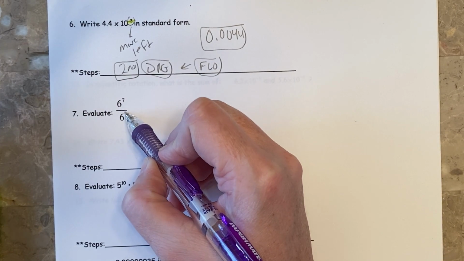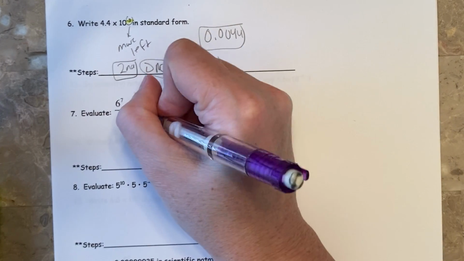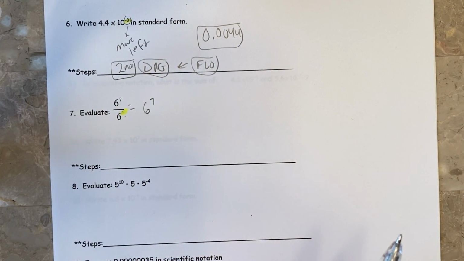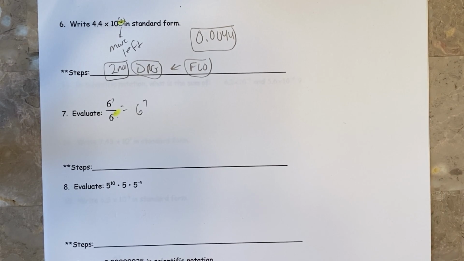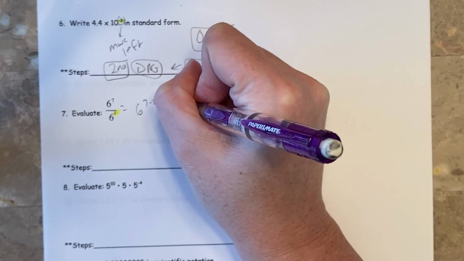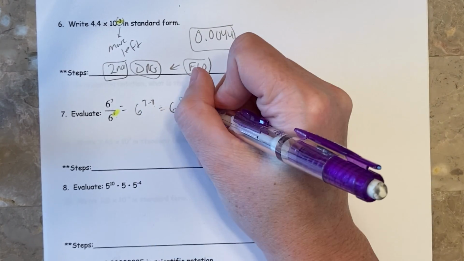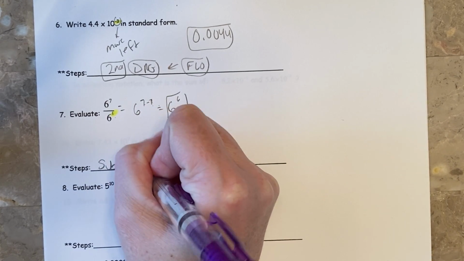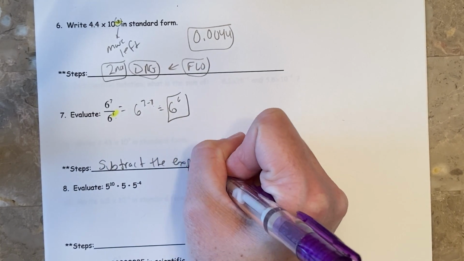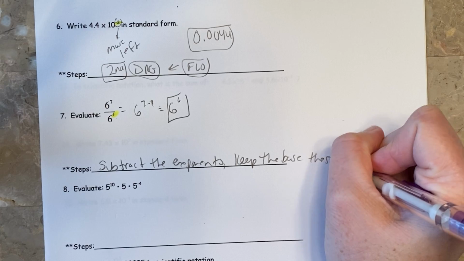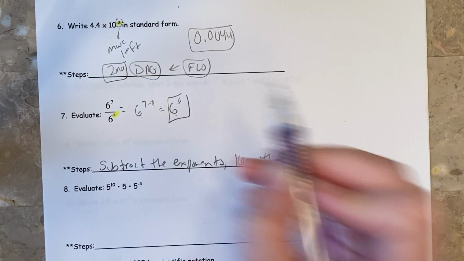All right, next one. So we did this on question number 1. We're dividing. What do we do when we divide? We subtract. So now why is this one a little more difficult? Because of this right here. If you notice, there's no number there. So what number do we assume is there? That would be 1. So 6 to the 7 minus 1, and 7 minus 1 is 6. Unfortunately, there's no real way to do that in the calculator. You have to just know the rule. So subtract the exponents, and you want to keep the base the same.